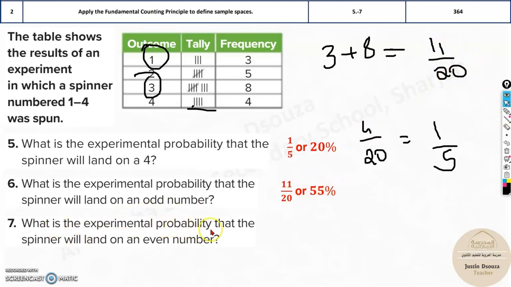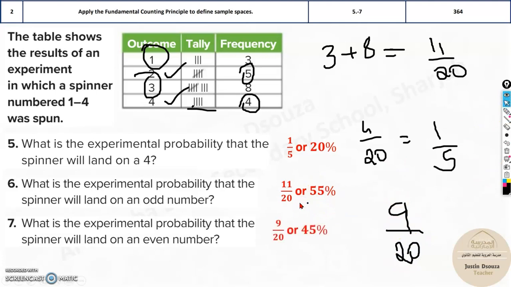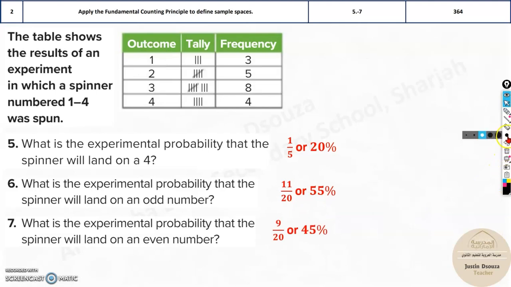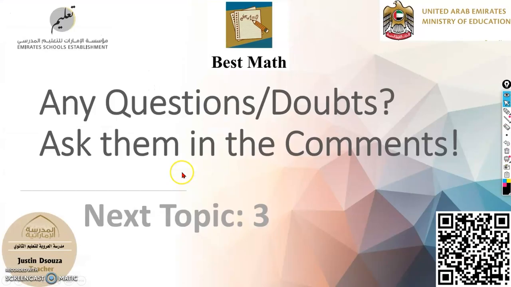What is the experimental probability that the spinner will land on an even number? Even numbers are 2 and 4. That is 9 divided by 20. It's 100 minus 55. That's 45%. So those are the answers. Very simple, very easy concept. So in the next video, we will solve topic number 3.